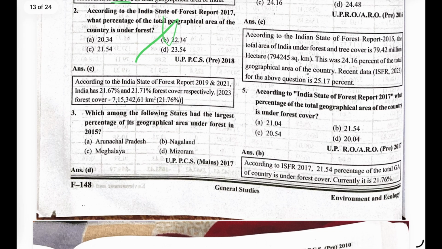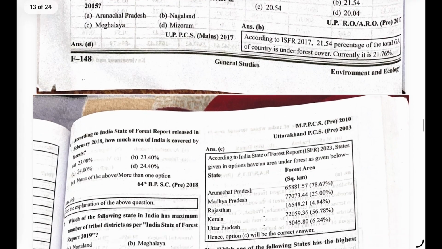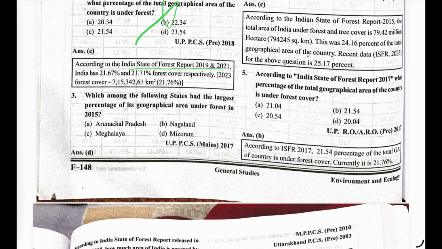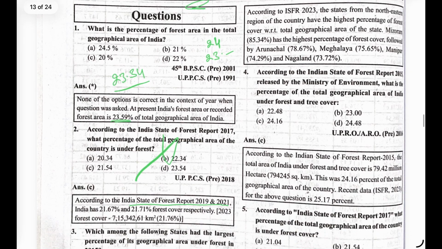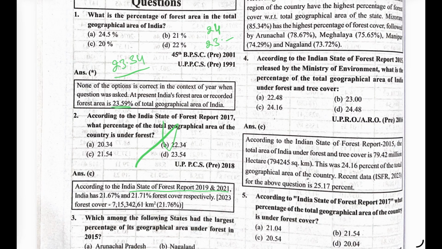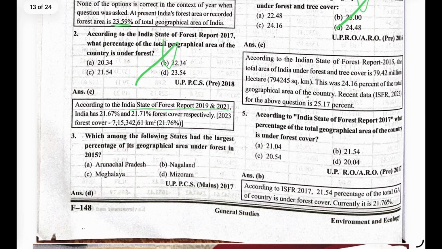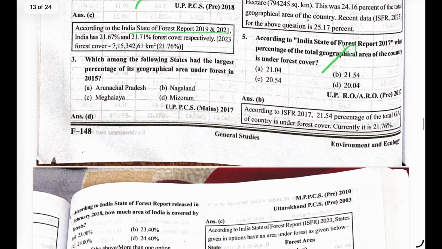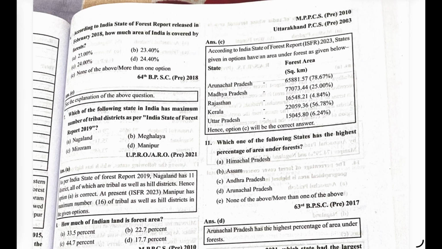Which among the following states had the largest percentage of its geographical area under forest in 2000? It was Mizoram in 2017. Mizoram. So we know that the Indian State of Forest Report comes out on a regular basis, so before the exam, go through the report. Next question is, according to the Indian State of Forest Report 2015, no need to remember it. Again, this is a 2017 report. Next one, according to the Indian State of Forest Report, again this is not necessary.